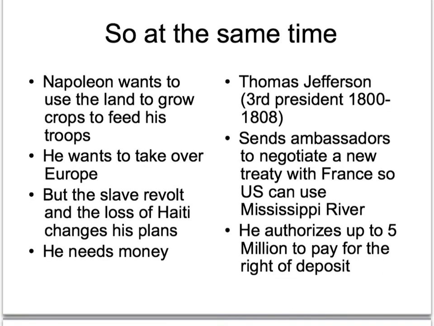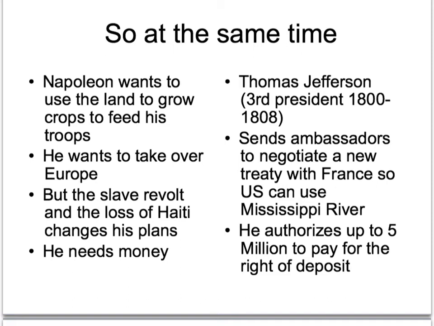But at the same time, in France, Napoleon wants to use the new territory to grow crops to feed his troops. His plans are to take over Europe. But with the slave revolt in Haiti, he changes his plans. It had cost him too much money in troops and supplies and time to try to retain Haiti. He gave up. He needs the money at this point.